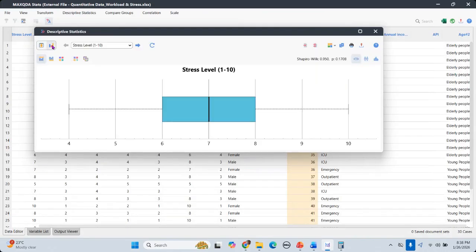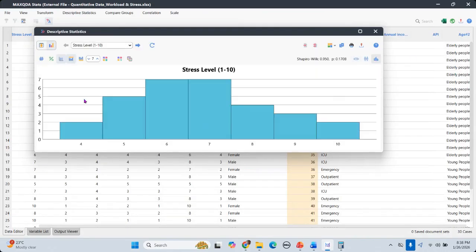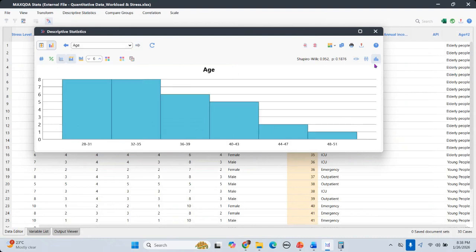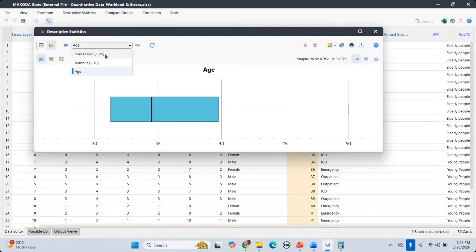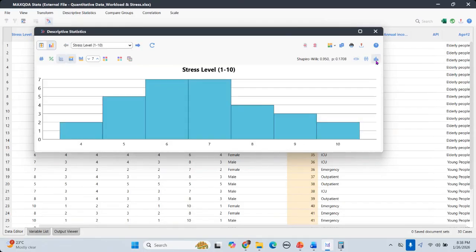I want to prepare it. I have prepared it earlier, I have already shown it earlier. Some of you missed it, so I'm showing it again. So I can see the normality curve and histogram. This is for the stress level. In case you have missed it, please watch the recording of the session again. I already covered this particular part. Age again here. See that the histogram and box plot can be done.